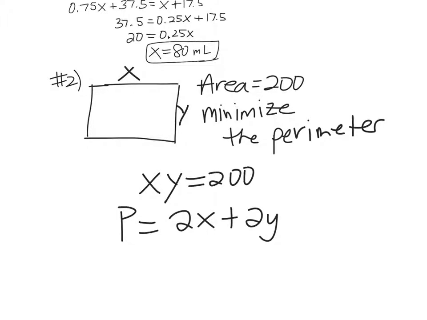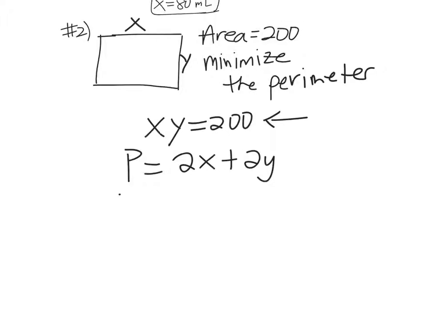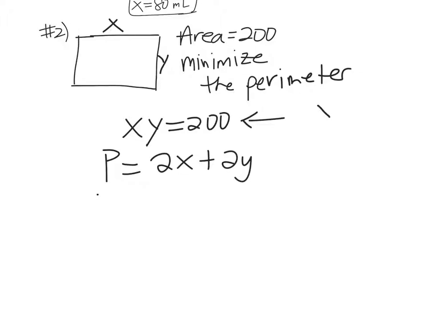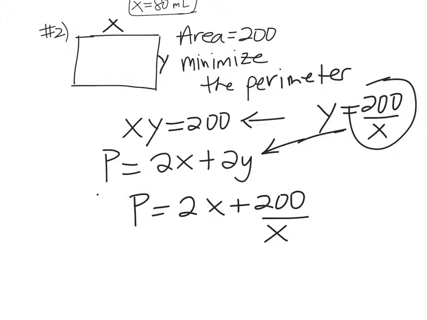So now what we need to do is minimize this P right here, this perimeter. But right now it's in 2 variables. So let's solve for y here and get it into 1 variable. So y equals 200 divided by x. It doesn't matter if you solve for x or y. And then take 200 over x and plug that in for y. So P equals 2x plus 200 over x. And now we're going to graph this and find the minimum.